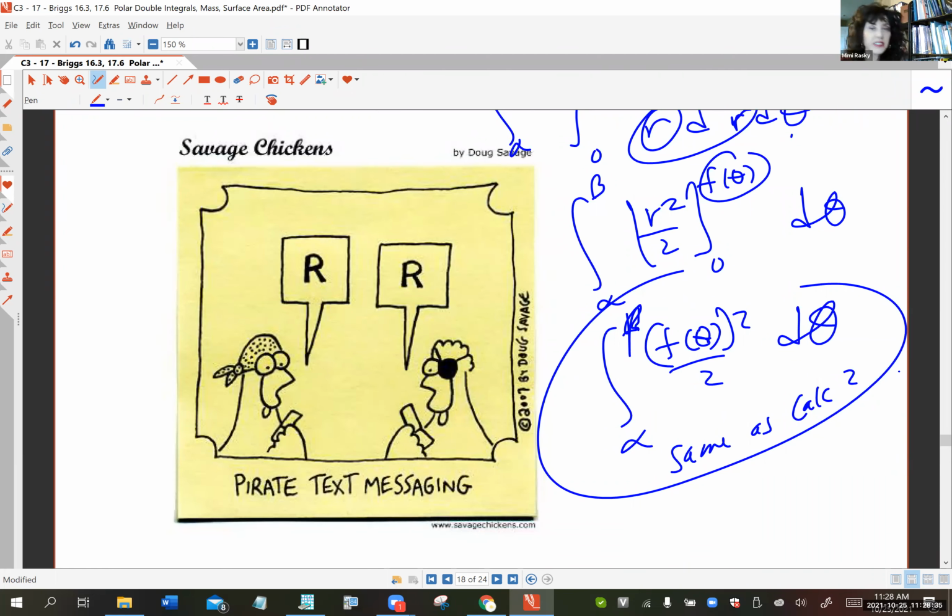So we're going to do one example, and then you can have fun with that on your homework. And of course, I have my pirate text messaging.